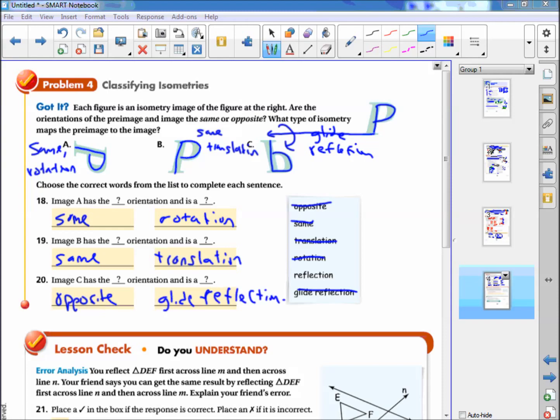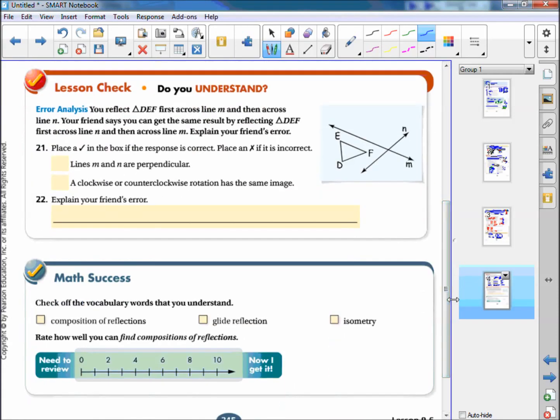Okay. All right, so our lesson check. So if you reflect triangle DEF across lines M and N, and then across line M, and then you reflect it across line N, your friend says you get the same if you do it in reverse. You do N and then M, and explain your friend's error. So place a check in the box if the response is correct, or an X if it's incorrect.